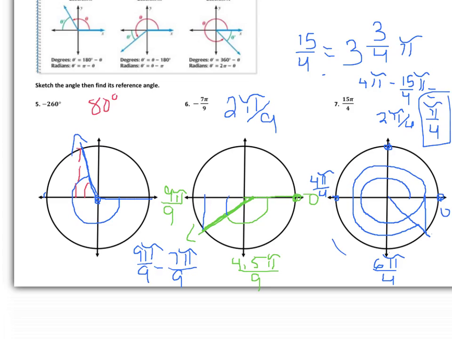You give the reference angle in whatever unit. See, this was in degrees, I answered in degrees. This was in radians, so I answered in radians. Okay?